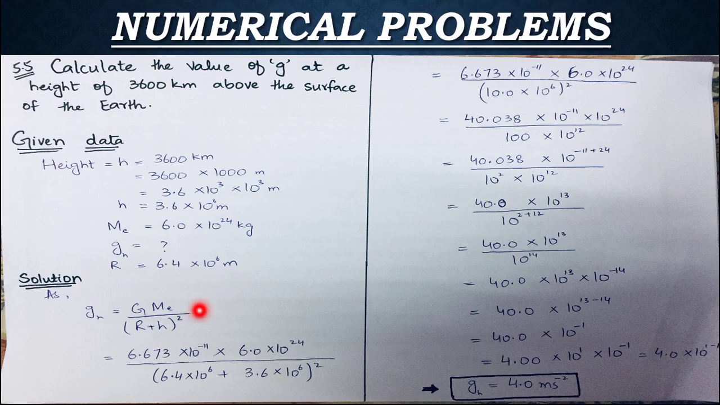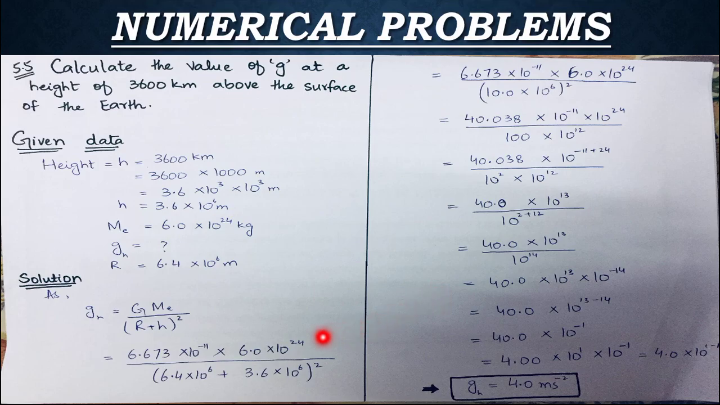So for this, we have discussed this formula in variation of g with altitude, and the formula was g_h is equal to GM_e divided by (r plus h) square. I'll write the value of G as 6.673 multiplied by 10 raised to the power minus 11. Mass of the Earth is mentioned here, r is mentioned here, and h is mentioned here. So I'll put these values in this equation.